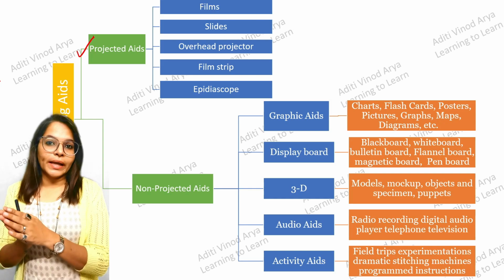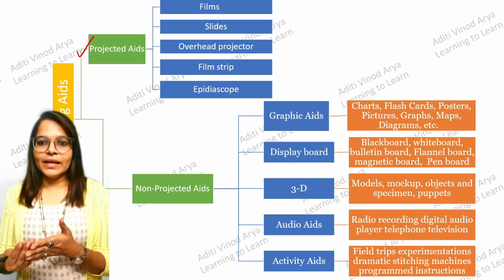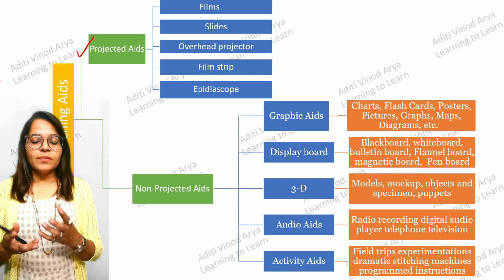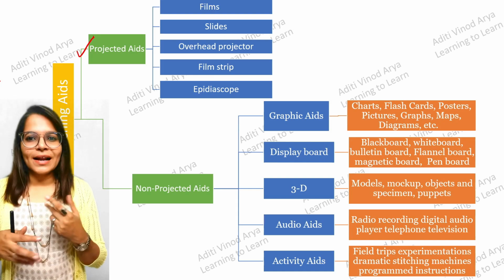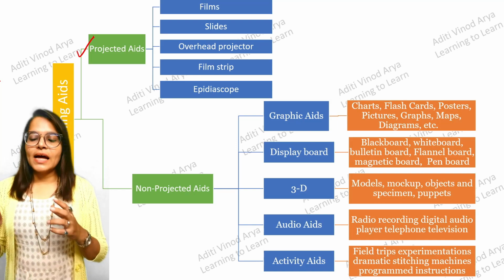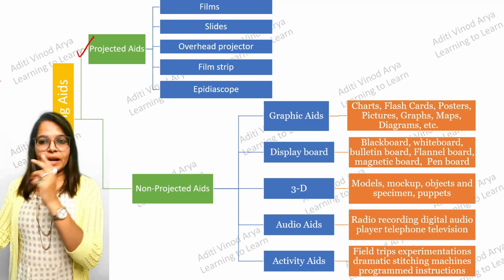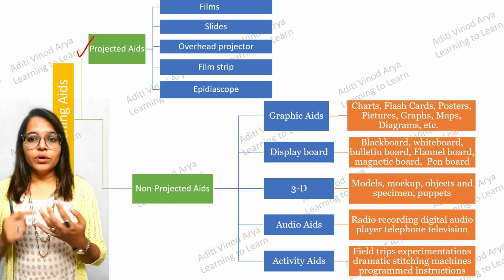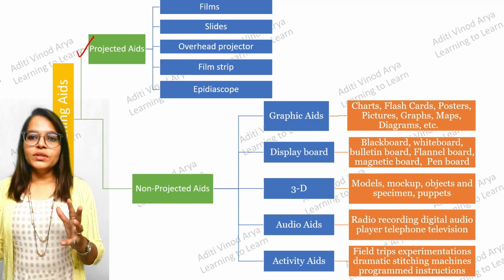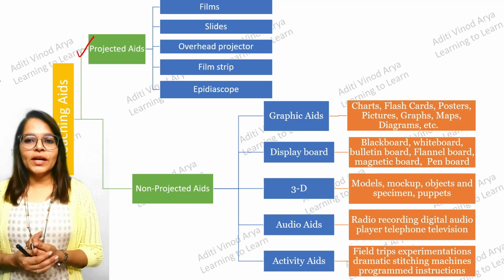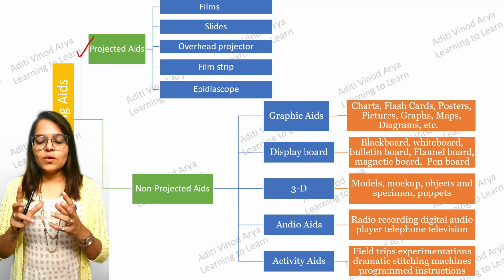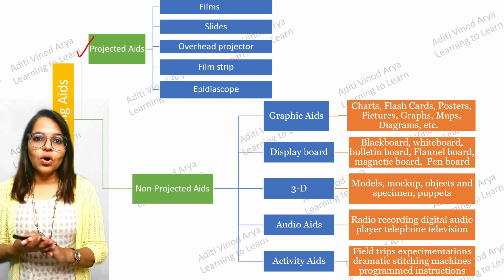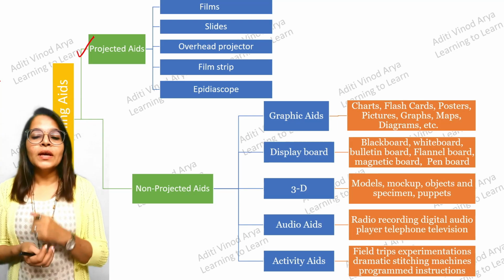be used without electricity. So if I talk about graphic aids, that is images, pictures, maps, diagrams, where images are involved, those are graphic aids. Display boards are actually displayed somewhere, put on the wall, so that is a blackboard, whiteboard, pegboard, green board. All these kinds of boards are display boards. 3D, where we have something which a child can actually touch. It can be mock-ups, dolls, models, specimens.